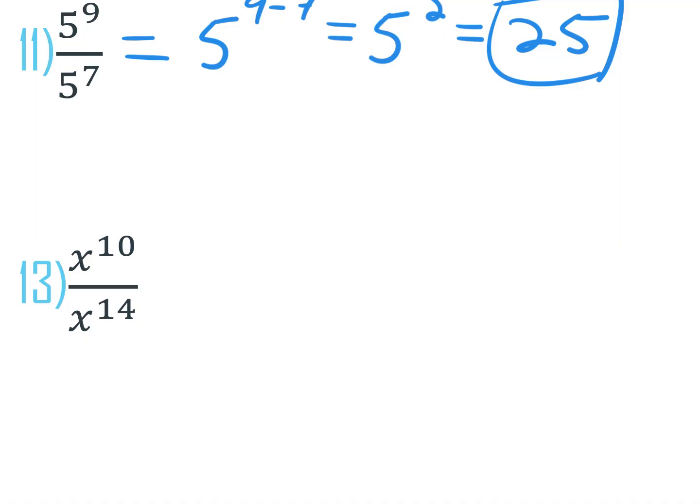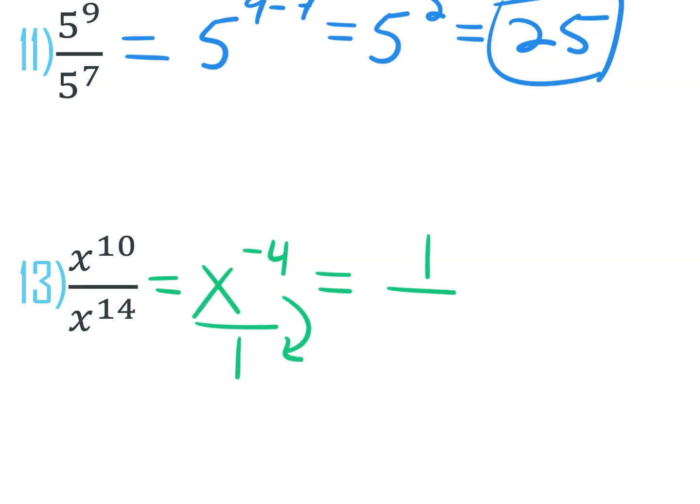All right, now let's look at 13. Same exact idea. This is going to be x to the what? To the negative 4, right? Is that simplified? No, we're going to write this over 1, and we're going to move it to the bottom. This is going to be 1 over x to the positive 4.